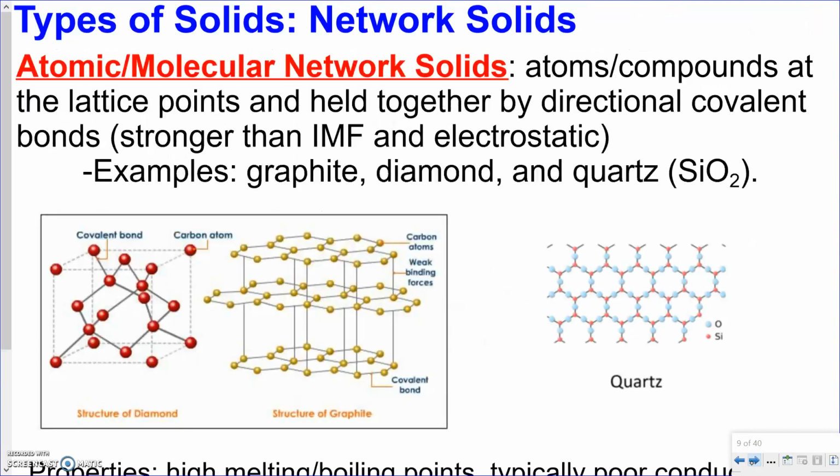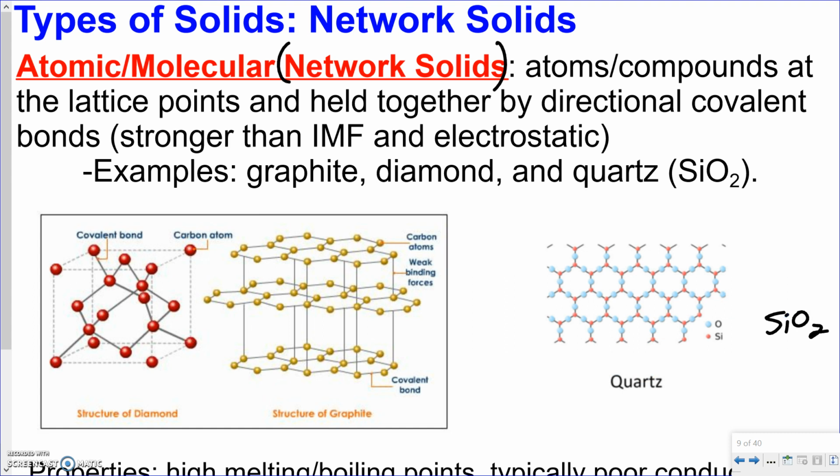Moving on to our last type of solid we're going to talk about, which is a network solid. And don't get confused by the molecular term being in here. I typically will only call them network solids, but they are atomic or molecular network solids. These are where you have your lattice points, whether they're atoms or compounds. So in a lot of cases, they are atoms. There are some that are compounds. For example, quartz, which is SiO2, is a compound.